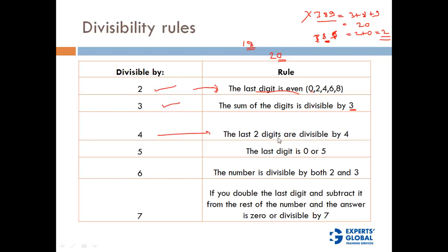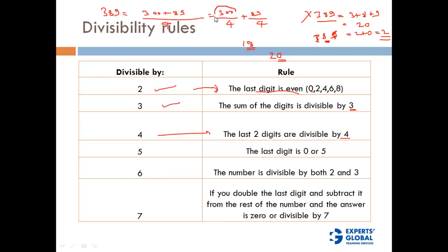Divisibility by 4: the last two digits are divisible by 4. Now look at this. Let's take the same number, 389. We split the number into hundreds, tens and unit places. So we write it as 300 plus 89, right? And we are worried about whether this is divisible by 4. So rewrite it as 300 by 4 plus 89 by 4, right?